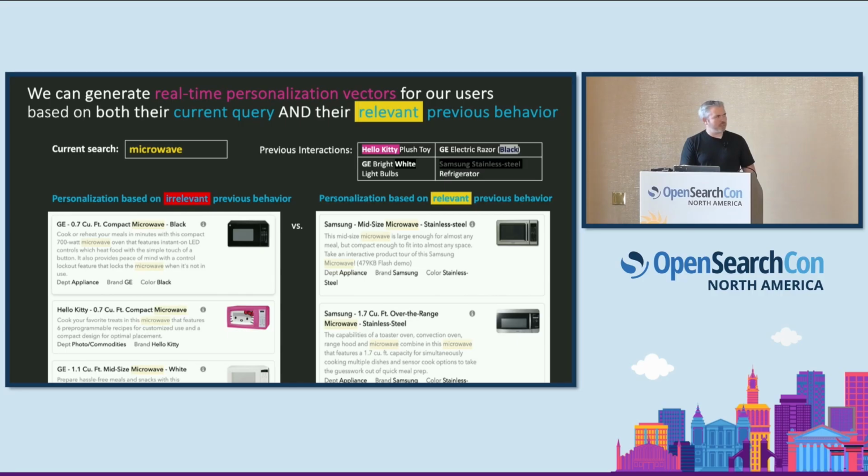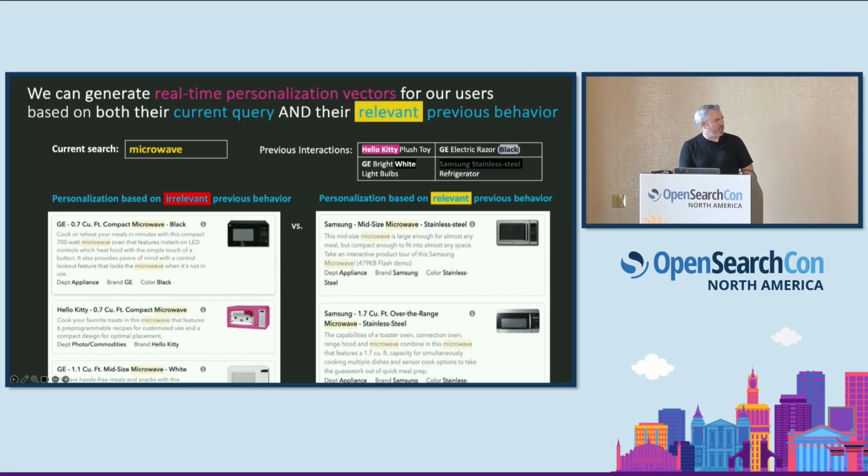So the question is, does it make sense to take all of those items that they've interacted with in the past and average them together and say this is a vector that represents the user? I would posit in general, no, it doesn't. If I use all of these things and run a search for microwave, then I might get results that look like this.